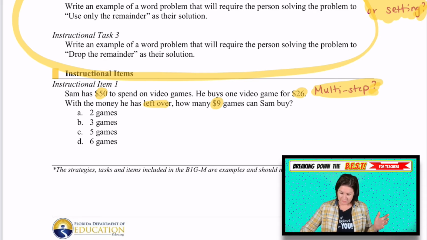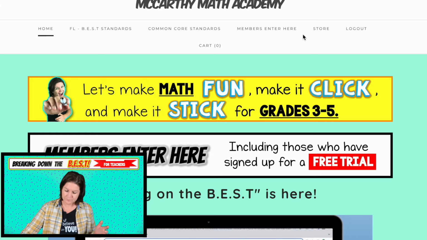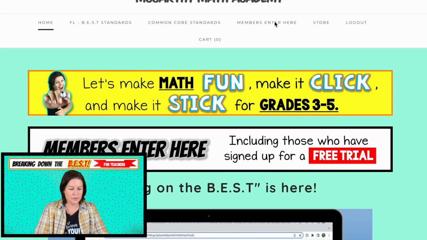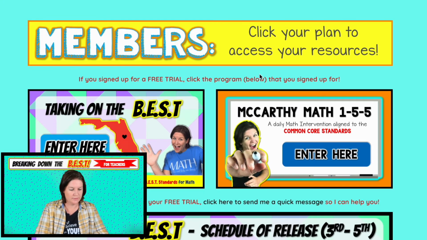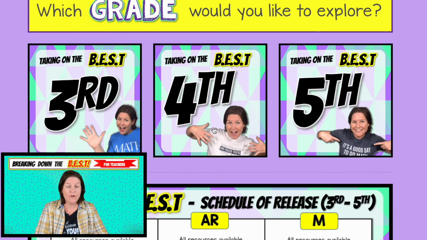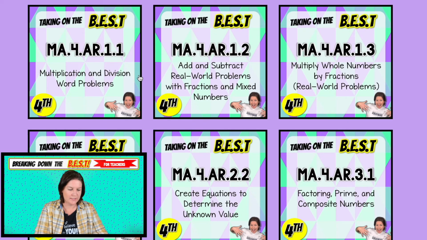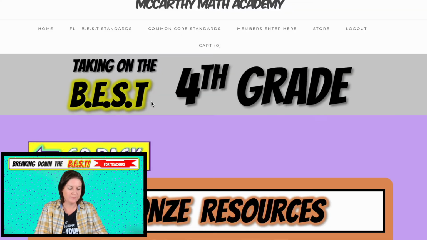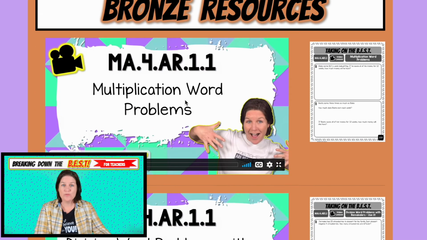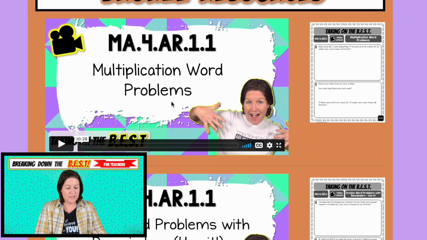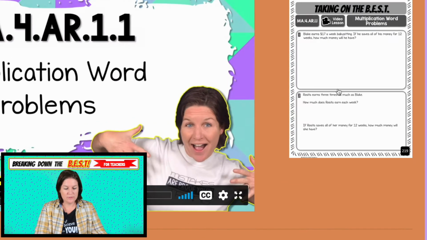But hey, I think that's it for going over the standard. Now let's go ahead and see what resources you have available to you on McCarthyMathAcademy.com. So you're going to click Members Enter here, taking on the B.E.S.T, 4th grade. The standard that we are working on is in the AR strand, and it is 4.AR.1.1, Multiplication and Division Word Problems. Click that. And these are your bronze resources. So if you are a bronze, silver, or gold member, you do have access to these. These are video lessons with printable student guides that you can see right over here.